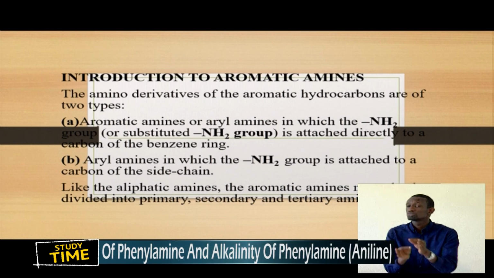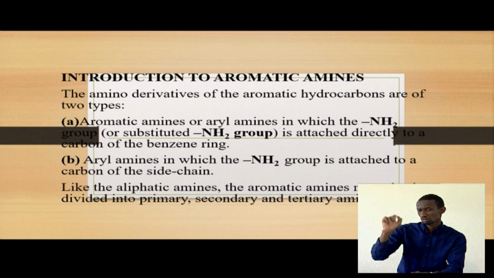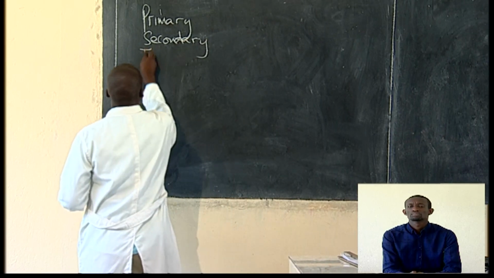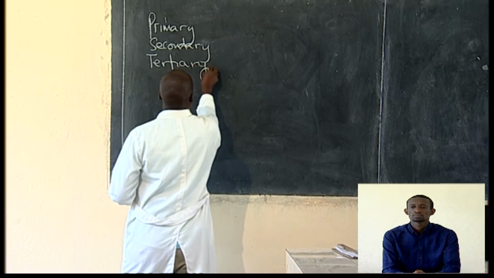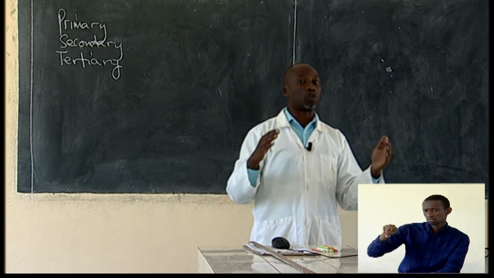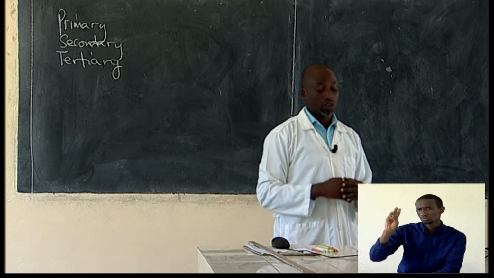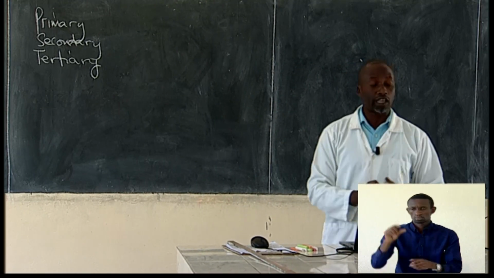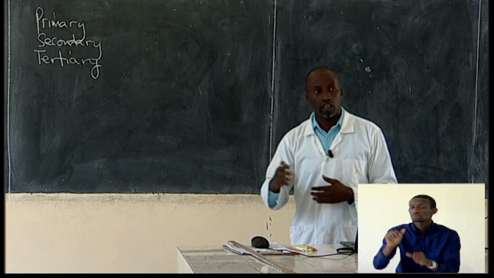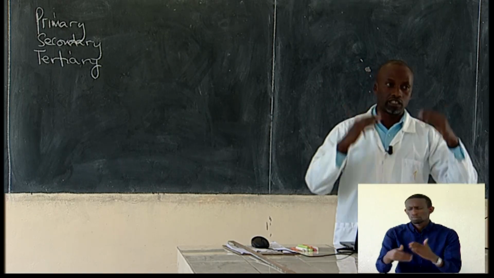These amines, whether aliphatic, whether aromatic, they are also classified as either primary, we have secondary, and then we have the tertiary. So when it comes to the aliphatic amines, you remember we have also the quaternary amines. So the quaternary, this time I will not talk about the quaternary, but we are talking about the aromatic. So we'll have to emphasize the compounds that have the aromatic ring. That is the benzene ring.